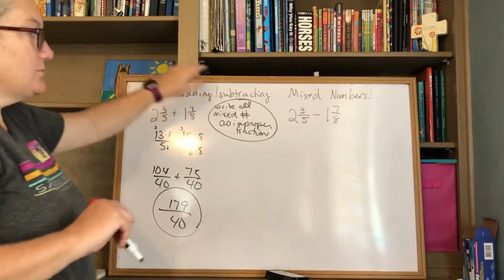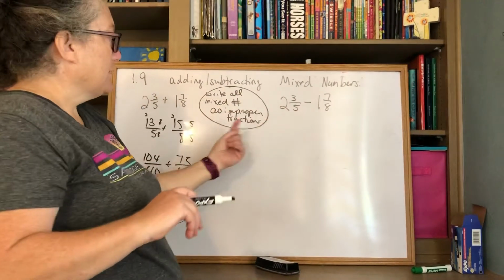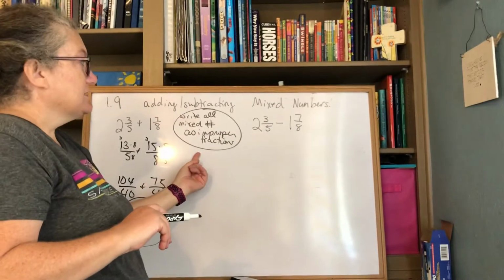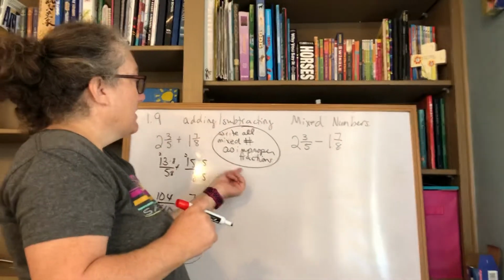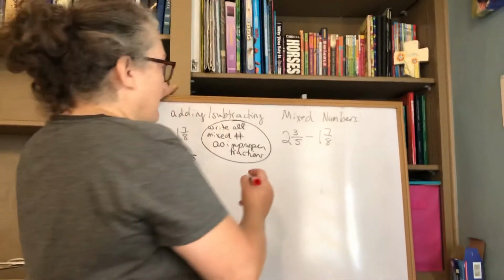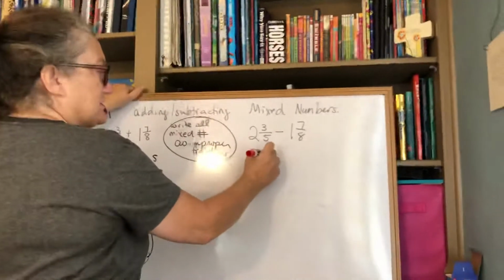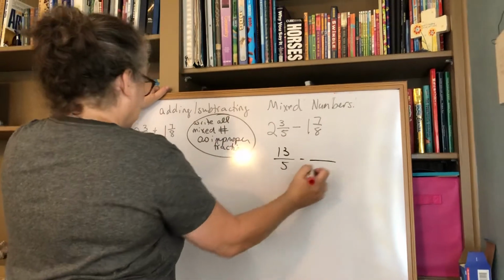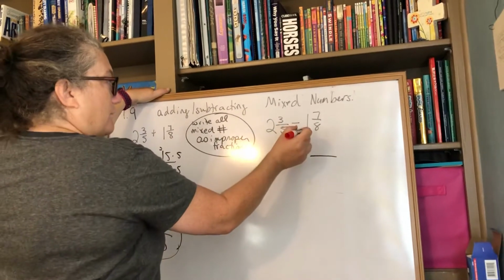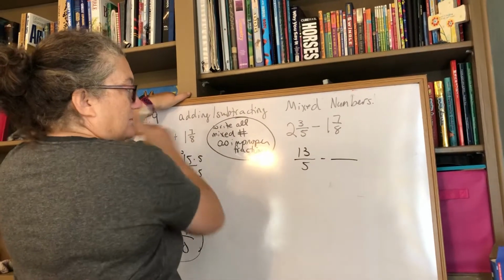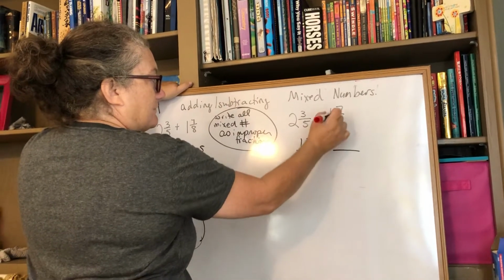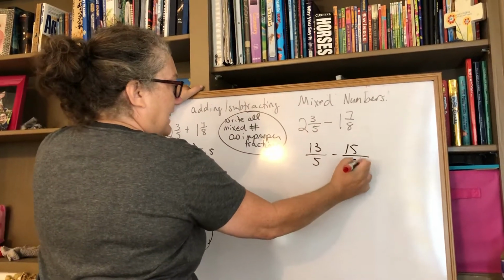Okay. So moving on, now we're going to do a subtracting one. Remember, I'm teaching you just one method so that we don't have to do the borrowing and stuff. So just change them all to improper fractions. We have 5. 5 times 2 is 10. 10 plus 3 is 13. Subtract 8 times 1 plus 7 is 15 over 8.